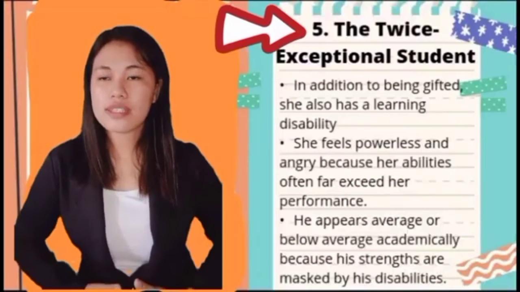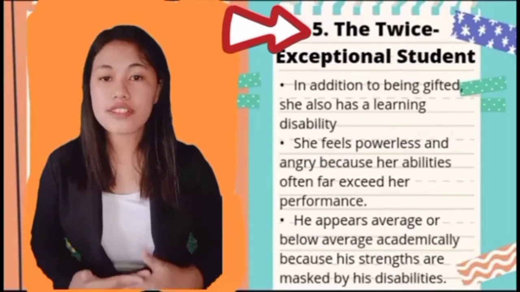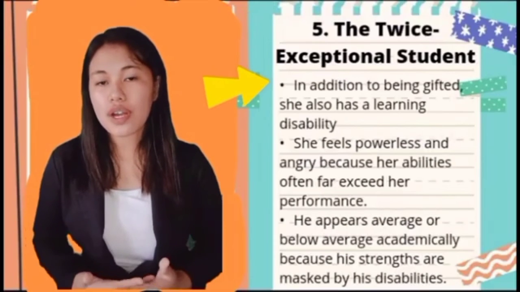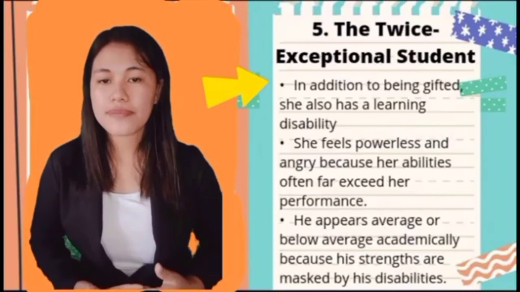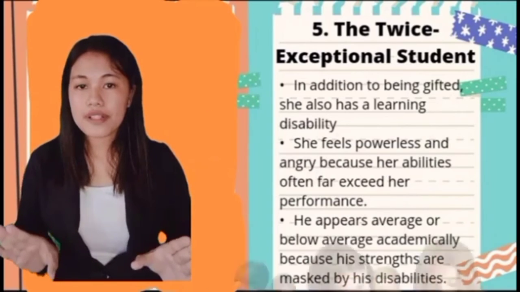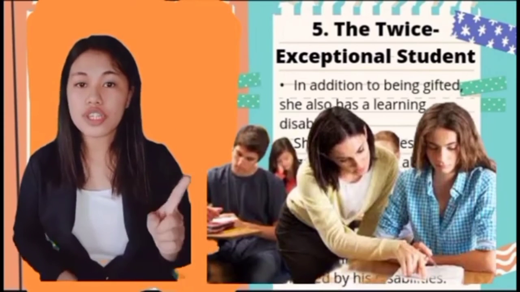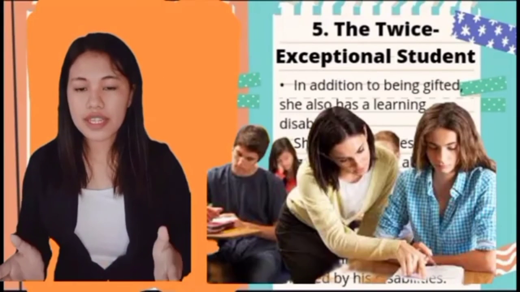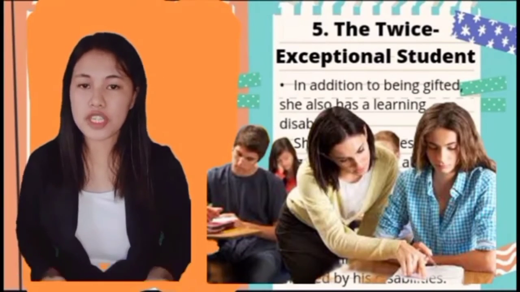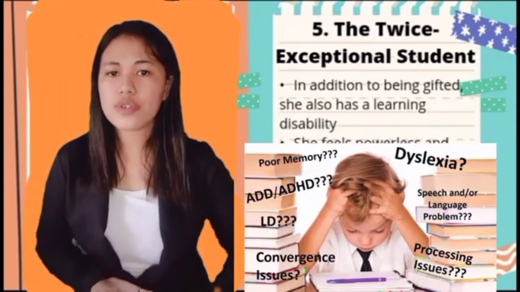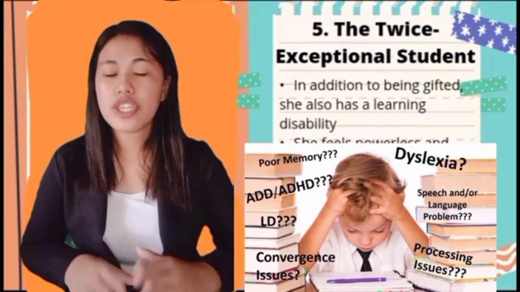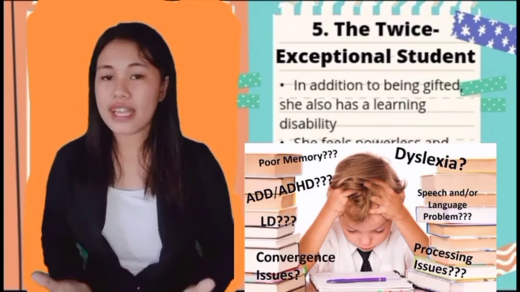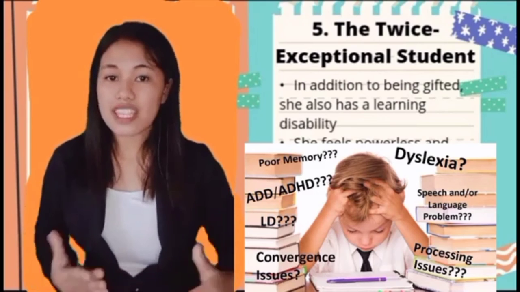The 5th one, the twice exceptional student. In addition to being gifted, she also has a learning disability. For example, a neurological condition which affects the brain and the ability to send and receive process information. It affects the student's ways of learning new things throughout their studies and understanding new complex information.